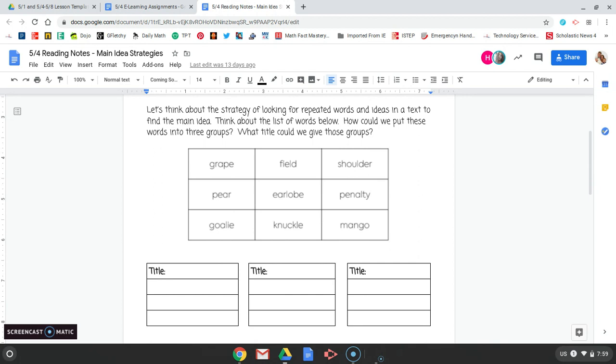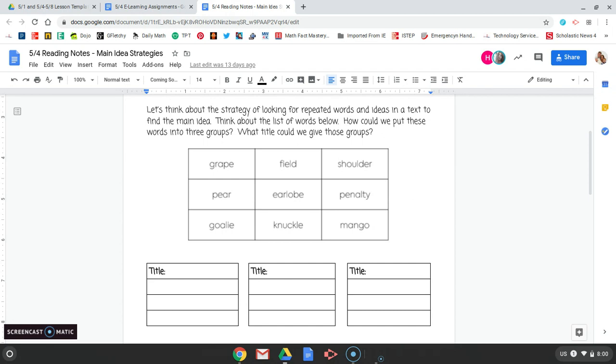So it says, let's think about the strategy of looking for repeated words and ideas in a text to find the main idea. Think about the list of words below. How could we put these words into 3 groups? What title could we give those groups?